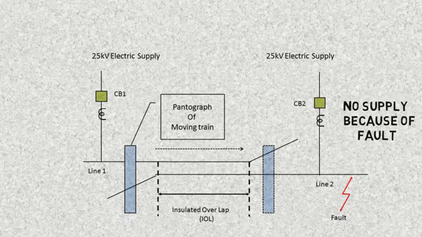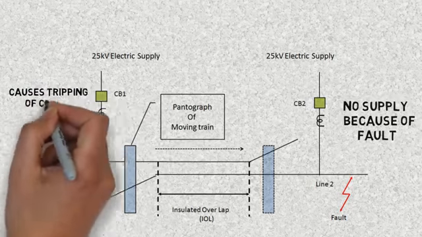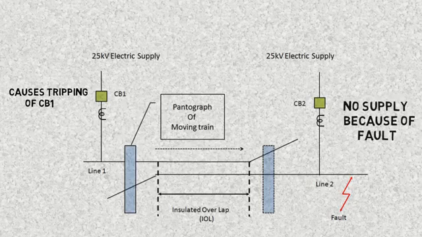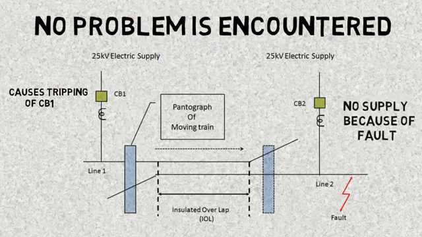So the circuit breaker has tripped and the second line has a fault which is detected. Whenever the train enters from the live to the dead section of the insulated overlap, there shall be a heavy flashover, particularly when the pantograph leaves, and circuit breaker 1 will be triggered and no problem will be encountered as the supply of the train will be cut.